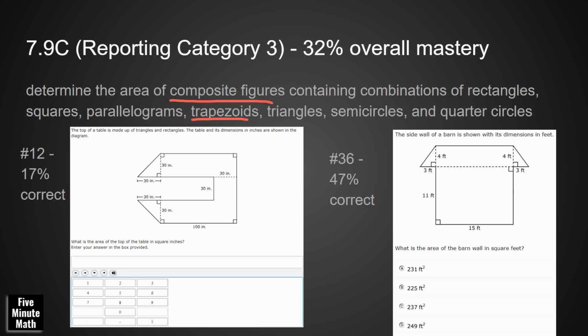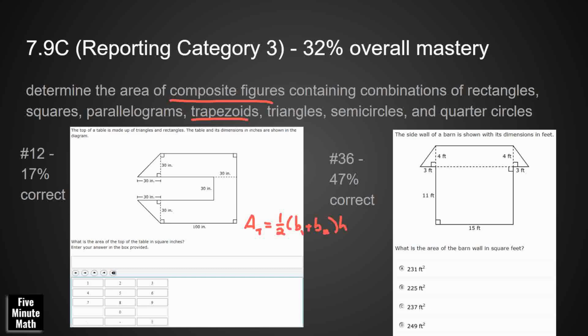Trapezoids, outside of circles, are probably some of the most difficult shapes to find the area of, just because if we look at our formula, there's just a little bit going on there. 1/2, you have to add the two bases. So it kind of can get confused with a triangle because it's 1/2 base times height. So this is a trapezoid, 1/2, and then both bases and the height. So let's see. This very first one is difficult because it had no A, B, C, D to choose from. They had to enter their text, so it has to be exactly correct.